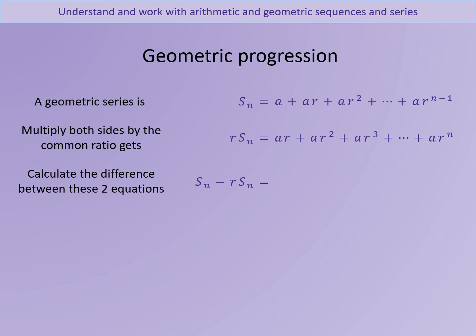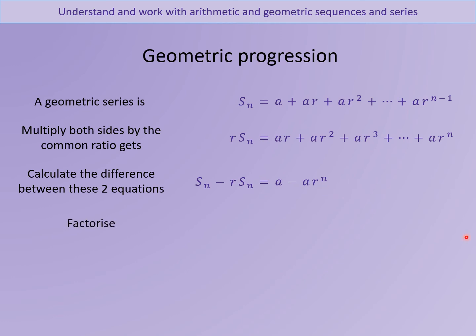However, on the other side, a lot of the terms are going to cancel out. For example, we have AR here, and when we subtract AR, that will cancel. We also have AR squared, which will cancel with this minus AR squared here, and so on. Nearly all the terms are going to cancel in this manner. There's going to be a few left over that don't cancel. This A won't cancel because there isn't an A here to take away. And similarly, we don't have an AR to the n on the first line, so we will still have minus AR to the n on the end here.